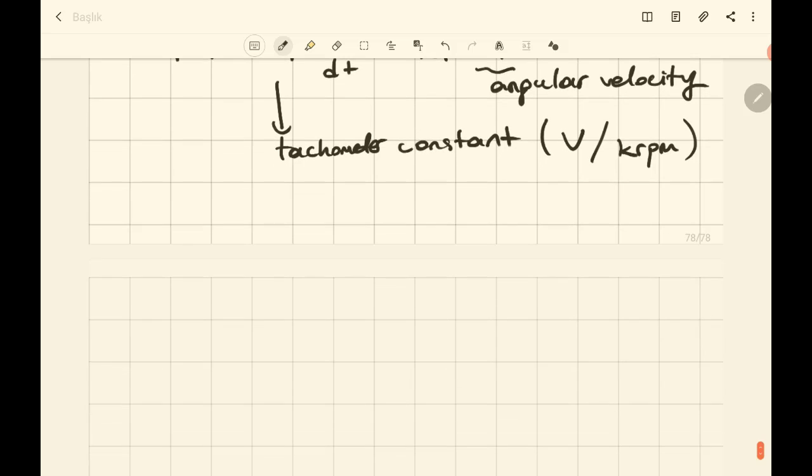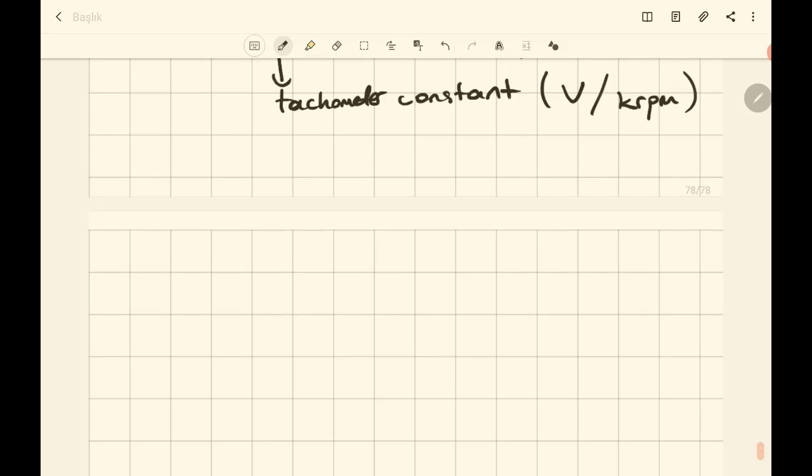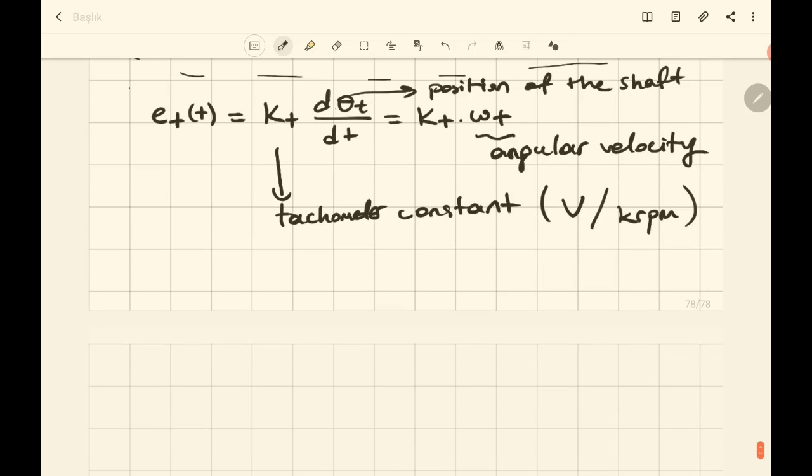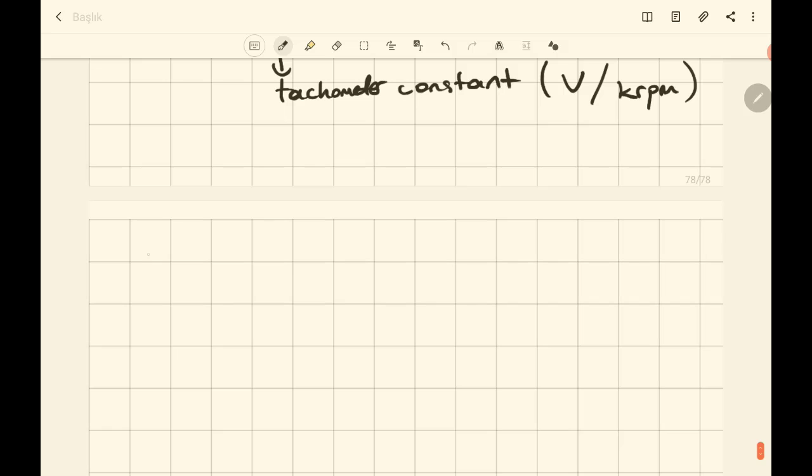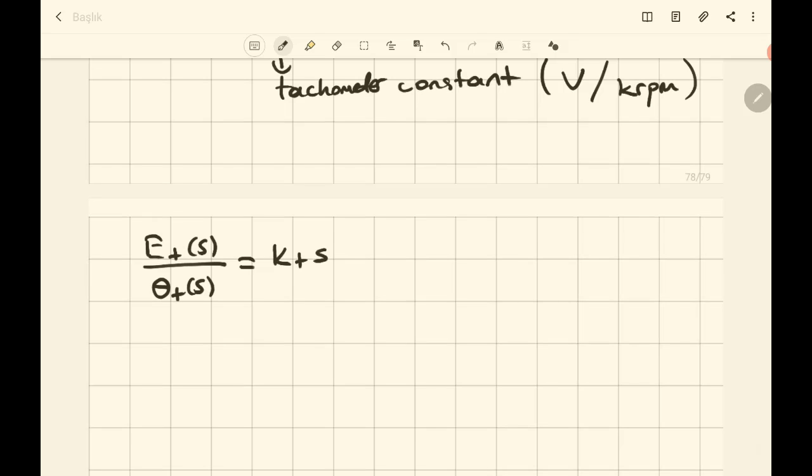So we can say the transfer function of the tachometer is obtained by using this differential equation: E_t(s) divided by θ(s) will be given as K_t s.